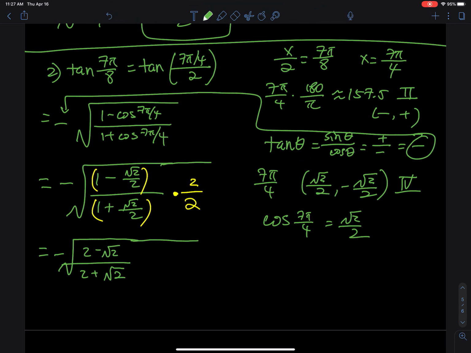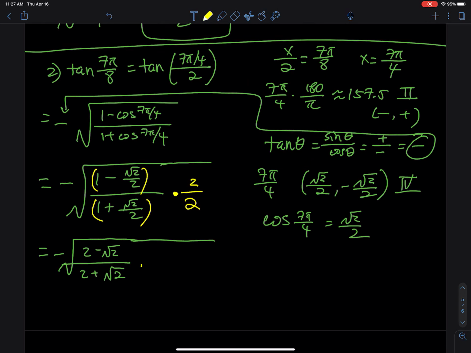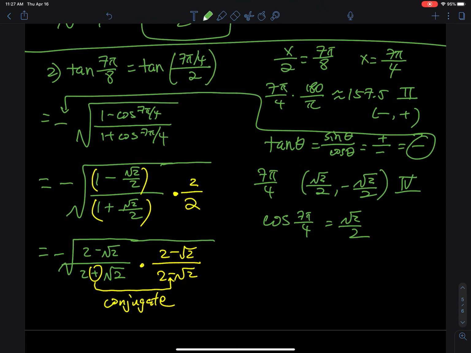And then this one, what is that called? That is called a conjugate, right? So the conjugate is 2 plus root 2. Actually, it's not a plus, it's a minus root 2, because the denominator has a plus. So for the conjugate, we always take the opposite sign of the denominator. And then you do the math.